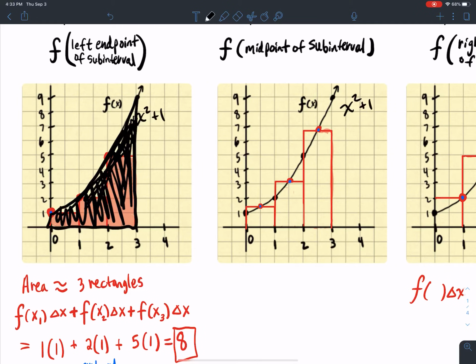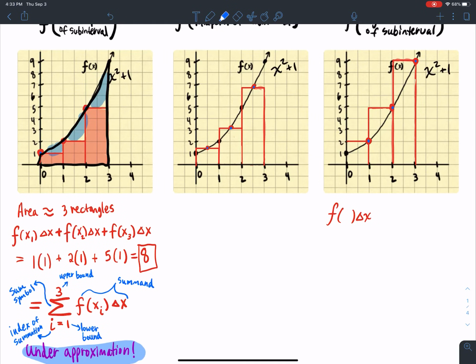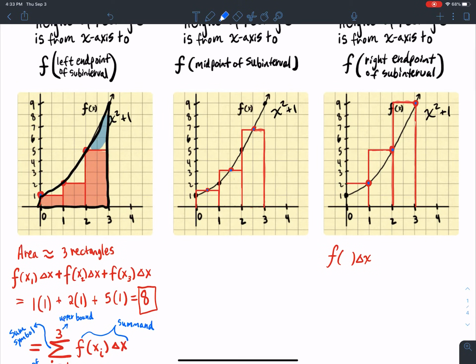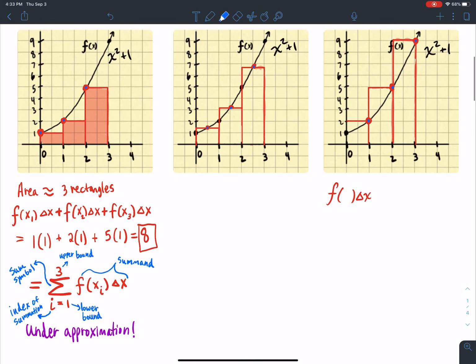Everything in here. But what are we missing with our rectangles? We're missing some pieces of it, right? So that makes it the under approximation that it is. So if it's an increasing function, very important, an increasing function on the interval, then the left-hand rule will be an under approximation. And you can see that when you draw the picture.